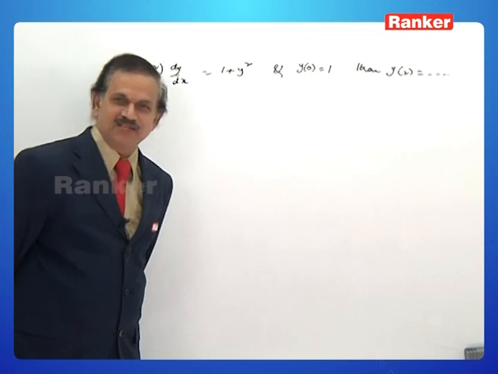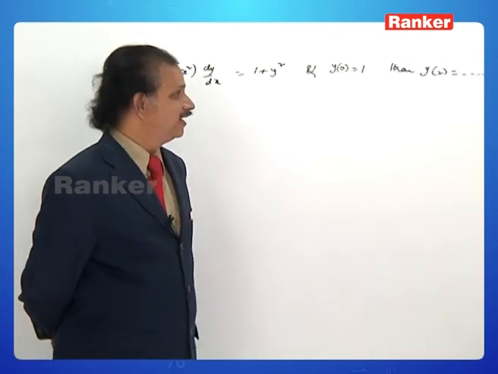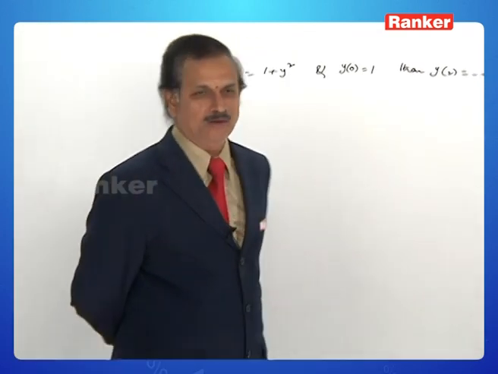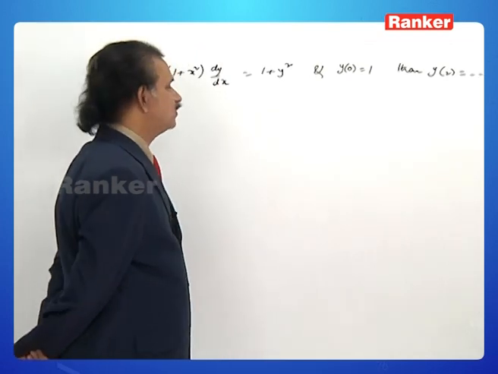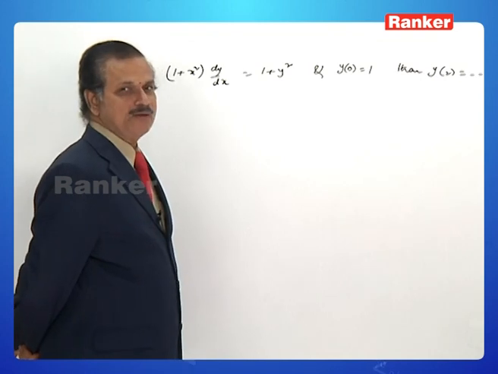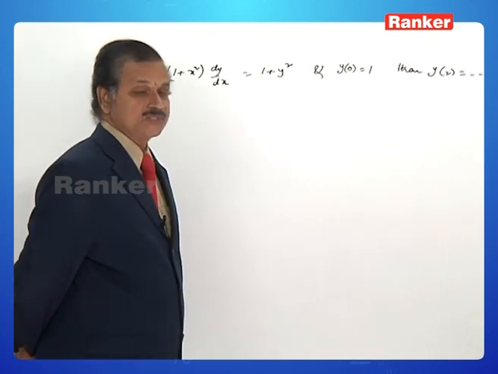Another simple question is ready for us. It is readily available on the board. Look at that. 1 plus x square into dy by dx is equal to 1 plus y square, and y of 0 is 1. What is y of 2? Let us see.